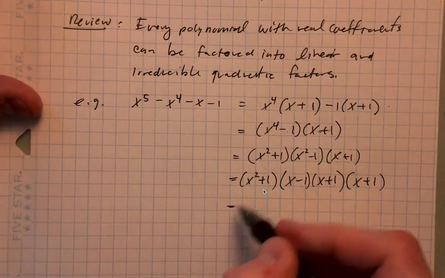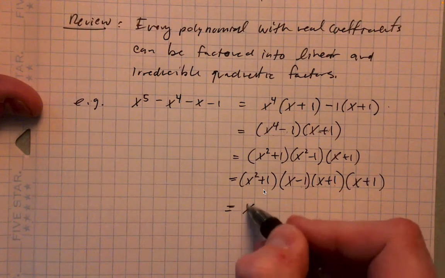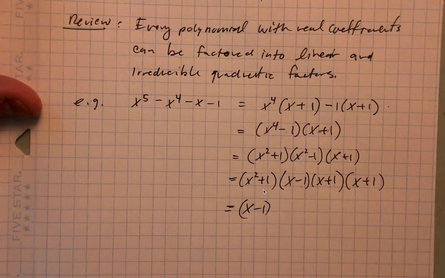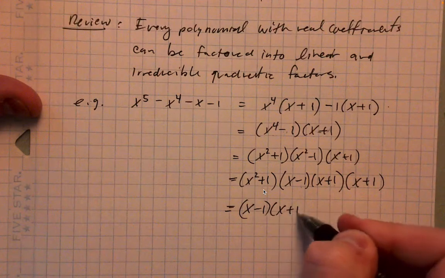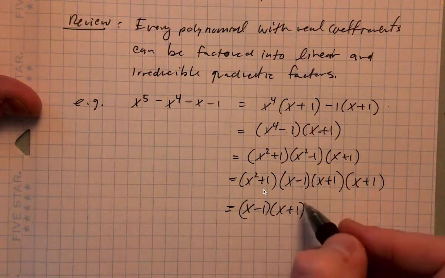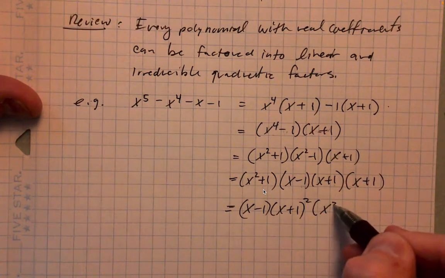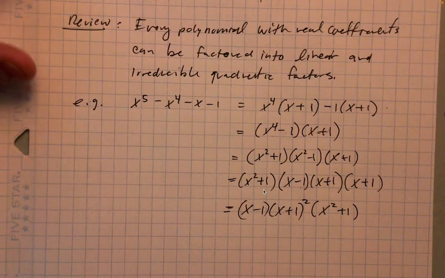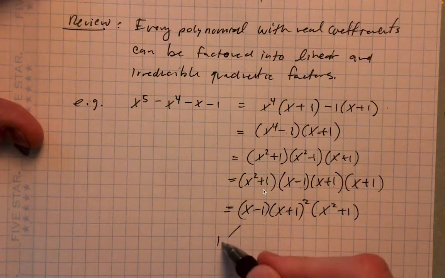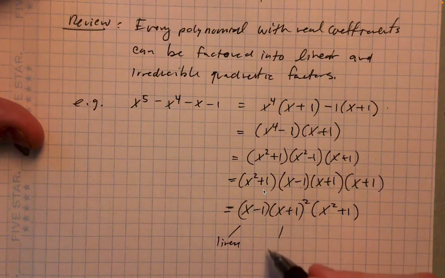And so we can write this as x minus 1, that's the lone linear factor, and then we've got x plus 1, that's a linear factor, but we've got two of them. And then we've got this quadratic factor, x squared plus 1. Right, so this is linear. This is repeated linear.